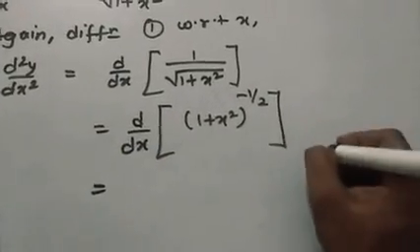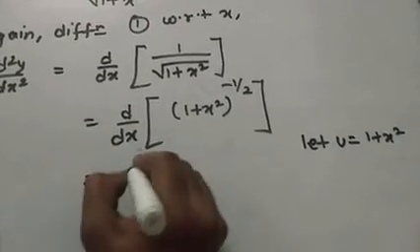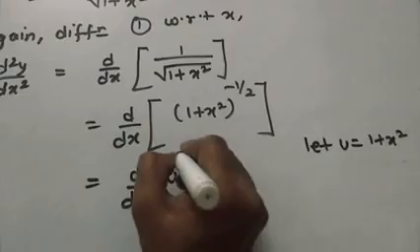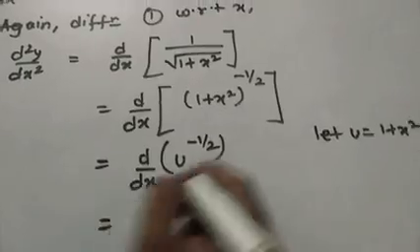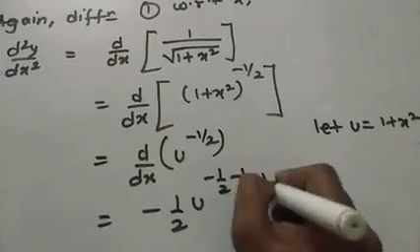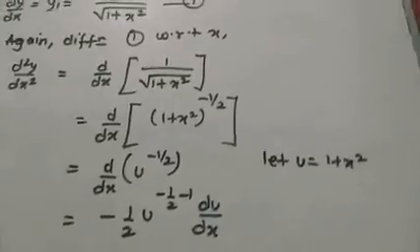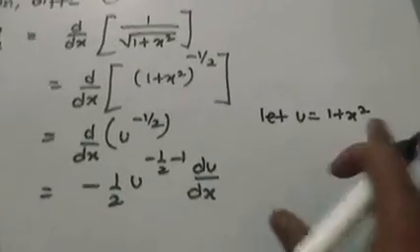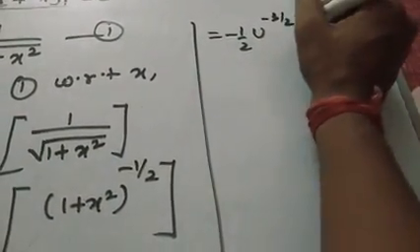Clear? Now let us assume here, let u equals 1 plus x square. So that is d/dx of u to the power minus half. Now if you differentiate this, we will get minus half u to the power minus half minus 1 du by dx. That is, let us put the value of u. After that, minus half u to the power minus half minus 1, that is minus 3 by 2.